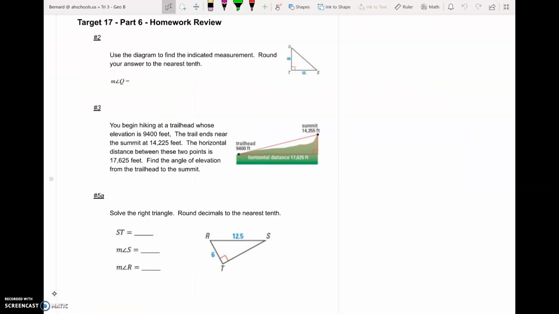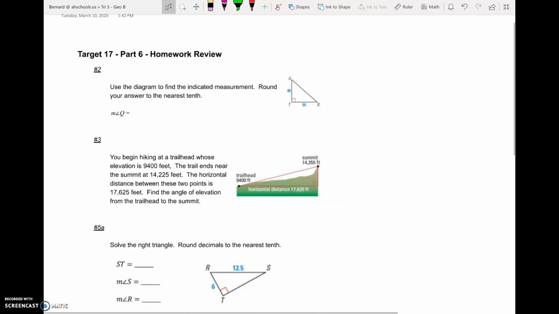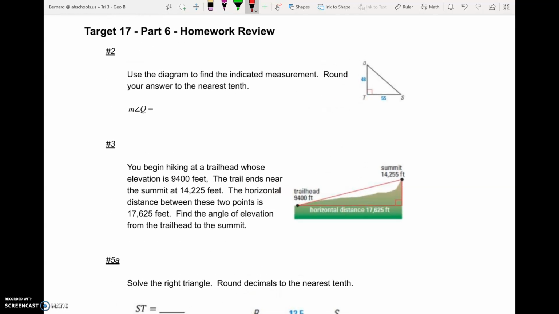Okay, welcome back everybody. This will be the homework review for part 6 from the note packet. It deals with target 17. It is the last section of the note packet, and it basically deals with solving right triangles, but most importantly, it introduced the skill of using the inverse trig functions to find angle measures.